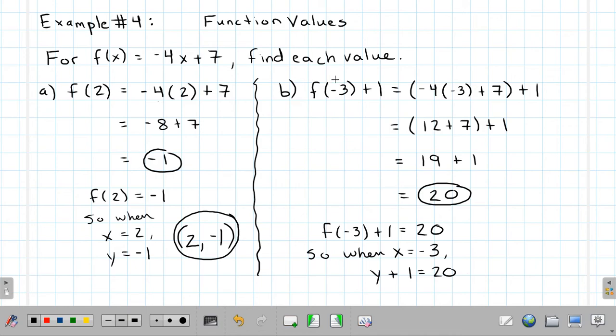So all that means is we take negative 3 and plug it into our function. So negative 4 times negative 3 plus 7. Once again, we've got to do all that, then add 1. So that's why I use the parentheses here, okay?